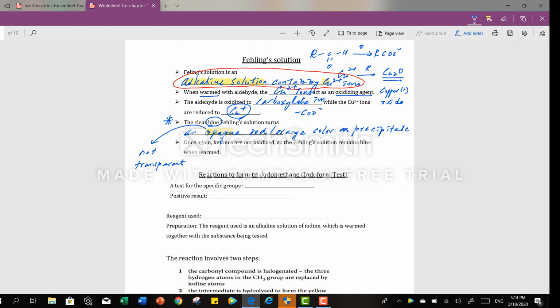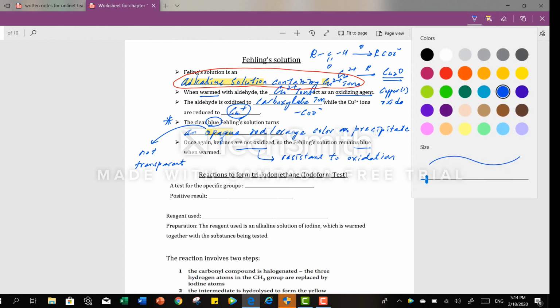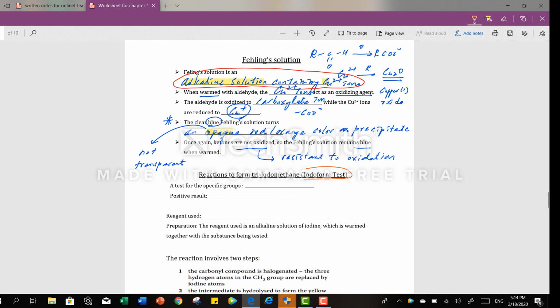Okay, once again, ketones are not oxidized, so the Fehling's solution remains blue when warmed because, as I told you, the ketone is resistant to oxidation. Are you okay with that? And then the last test we are going to talk about will be the iodoform test.